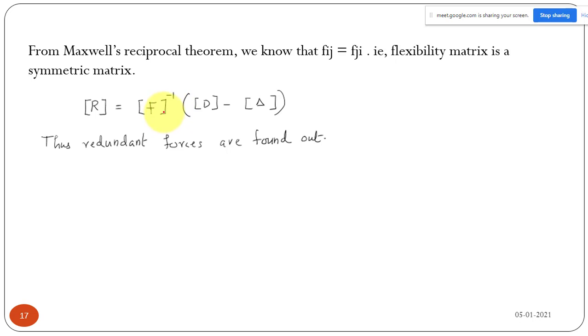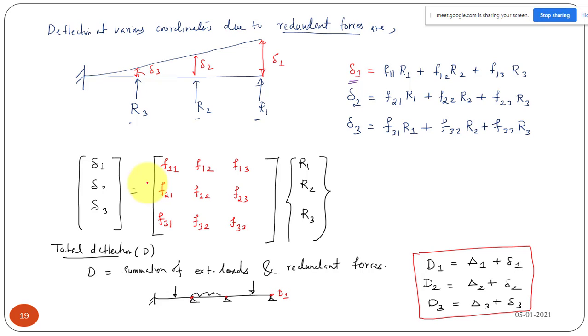R is equal to F inverse into D minus delta. You take the inverse of the flexibility matrix, F inverse, and by using this we can find the redundant forces. And one more thing, we'll discuss that later also: these are the flexibility matrix, and each element of this matrix is called a flexibility coefficient.